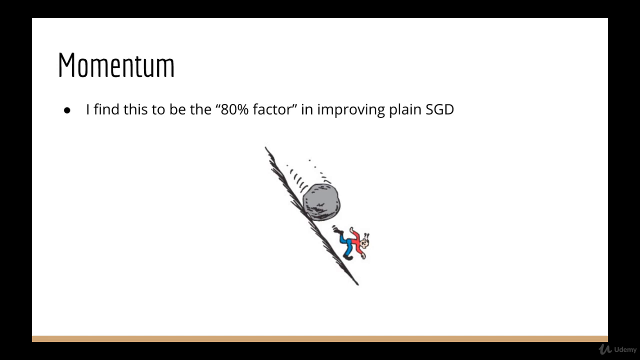In this lecture, we are going to look at what I consider to be one of the most effective improvements over plain gradient descent, called momentum. Personally, I found it to be the 80% factor that can improve your learning procedure.